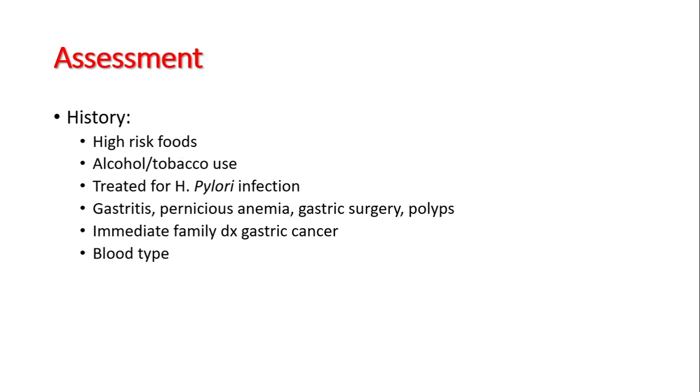fresh fruits. Alcohol and tobacco consumers, and patients with a history of chronic H. pylori infection, gastritis, pernicious anemia on a background of autoimmune chronic gastritis, gastric surgery, that is partial gastrectomy, and polyps, especially adenomatous polyps. Family history, especially of a first degree relative, and blood type, especially type A.